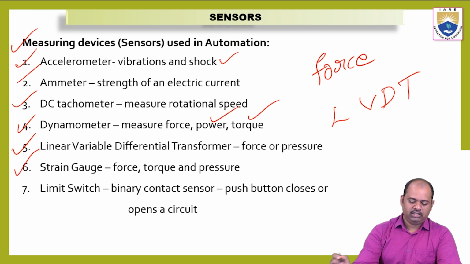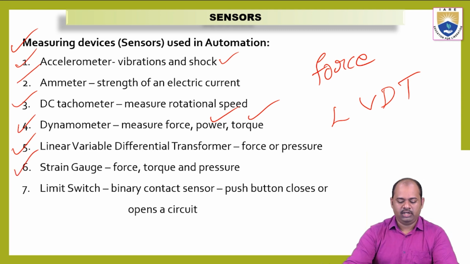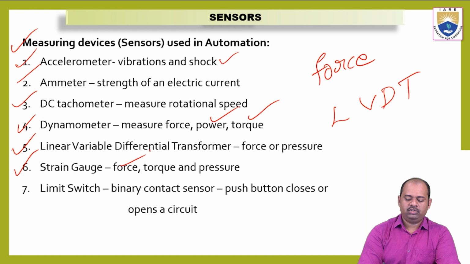And then sixth one is strain gauge. We already know that the strain gauge is used for measuring the strain. In turn, the strain can be used to calculate force, torque, or pressure. Okay. And then seventh one is limit switches.